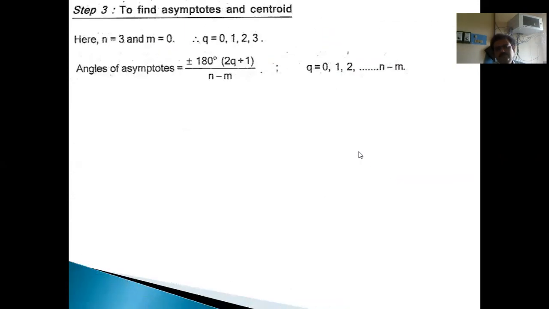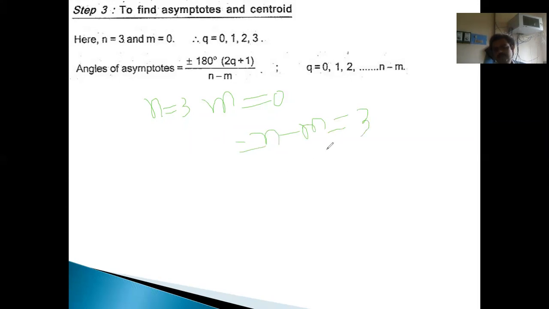Okay. Next, to find the number of asymptotes and centroid. In this case, the total number of poles is 3, N = 3. The total number of zeros, the open loop zeros, in this case there is no zero, so M = 0. The number of asymptotes is given by N minus M, that is the formula. So total 3 asymptotes.